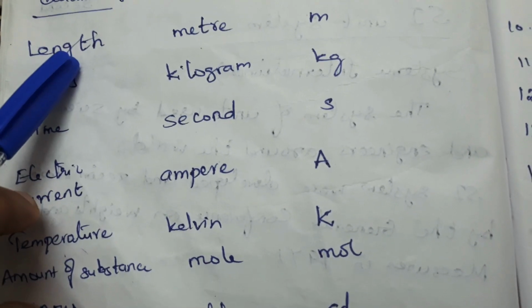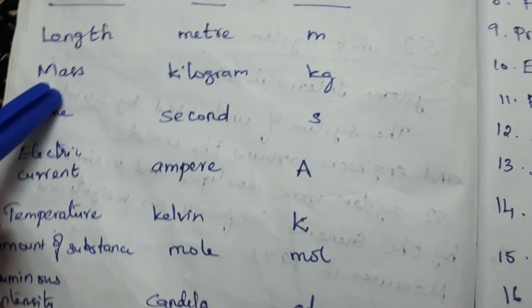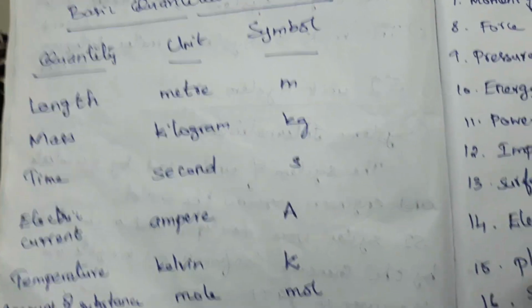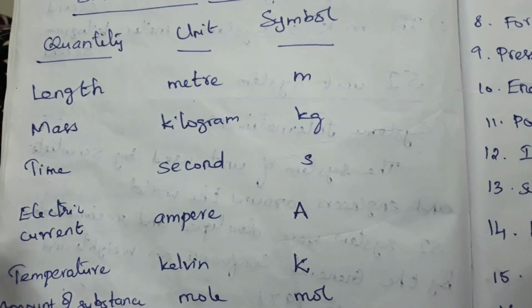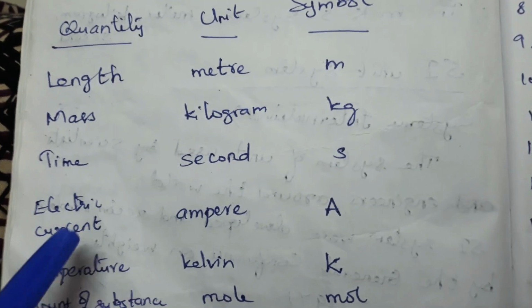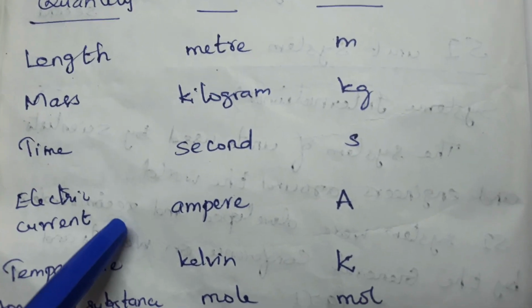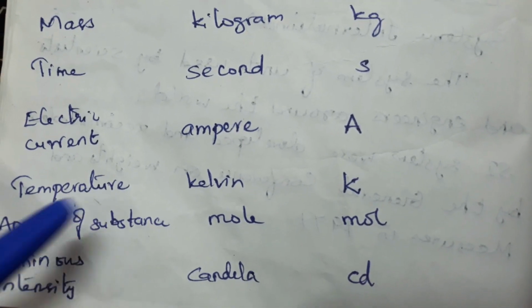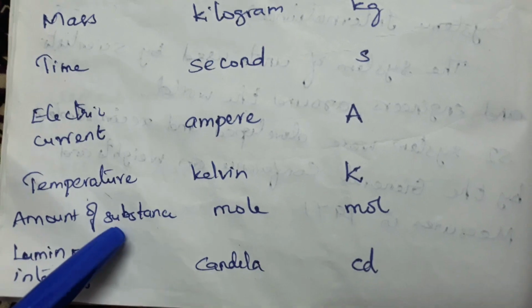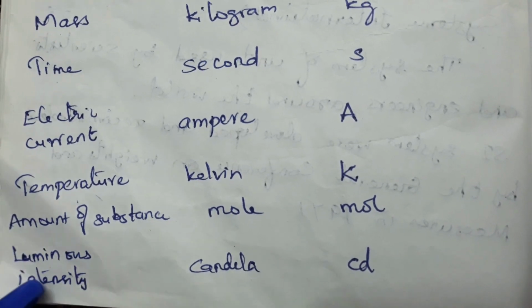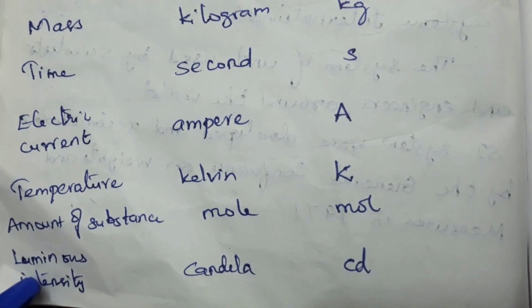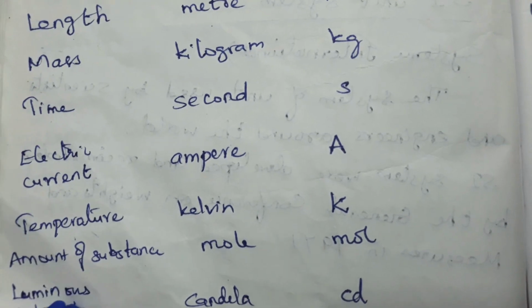Length, which measures distance. Mass, which measures weight. Time, which measures duration. Electric current means measuring flow of charges. Temperature, measuring the degree of hotness or coldness. Amount of substance, substance amount. Luminous intensity means light intensity. So these are the fundamental quantities.